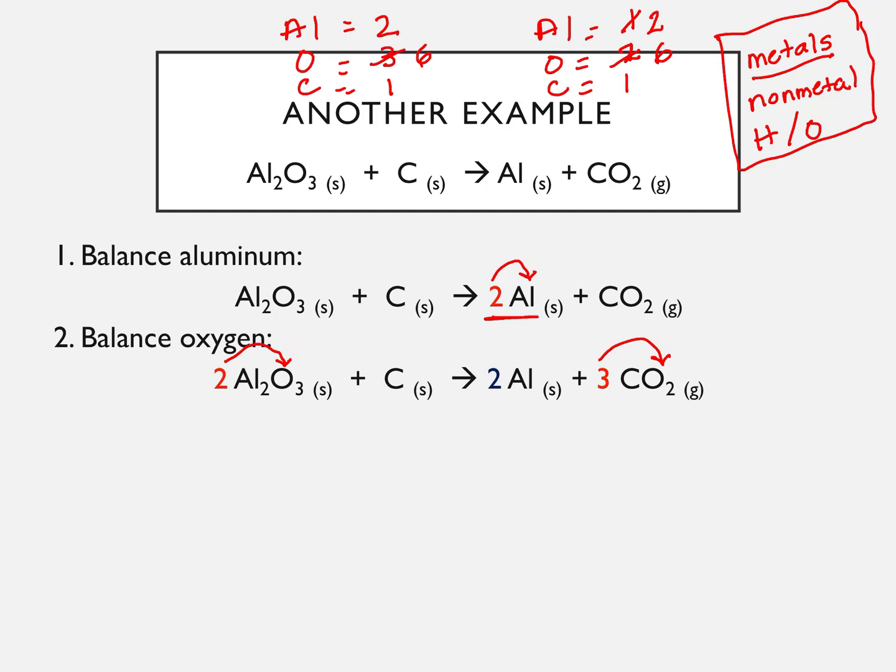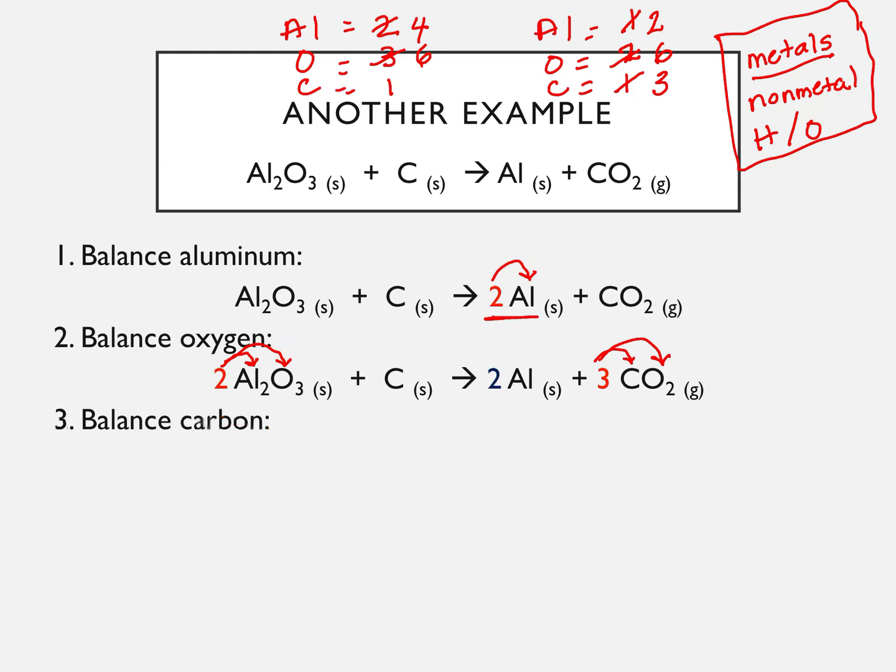Now we've messed up our aluminum, so now we have 2 times 2, so we have 4 aluminums, but we only have 2 on the right. We've also messed up our carbons. We have 3 times 1, so we have 3 carbons on the right. So now the only thing that's balanced are our oxygens. So we need to go back and rebalance everything else, okay?